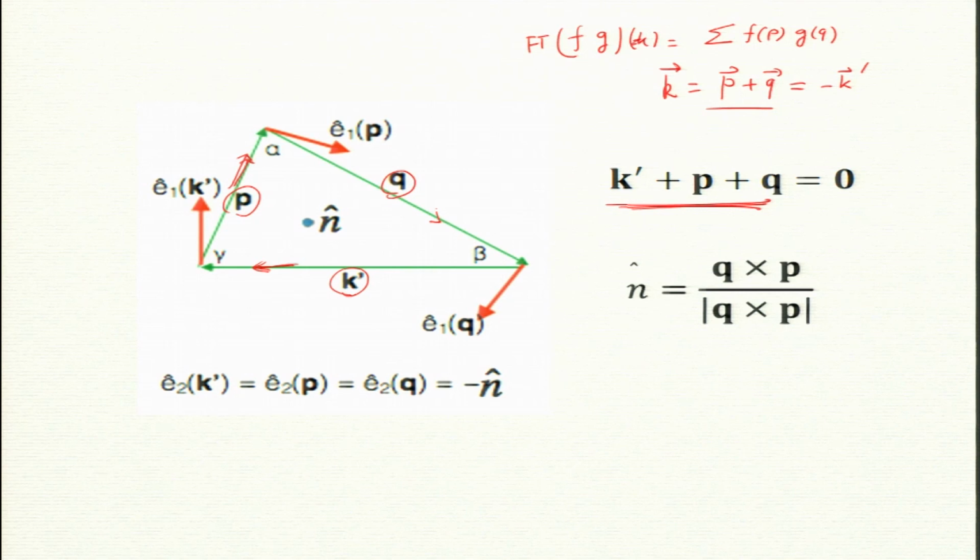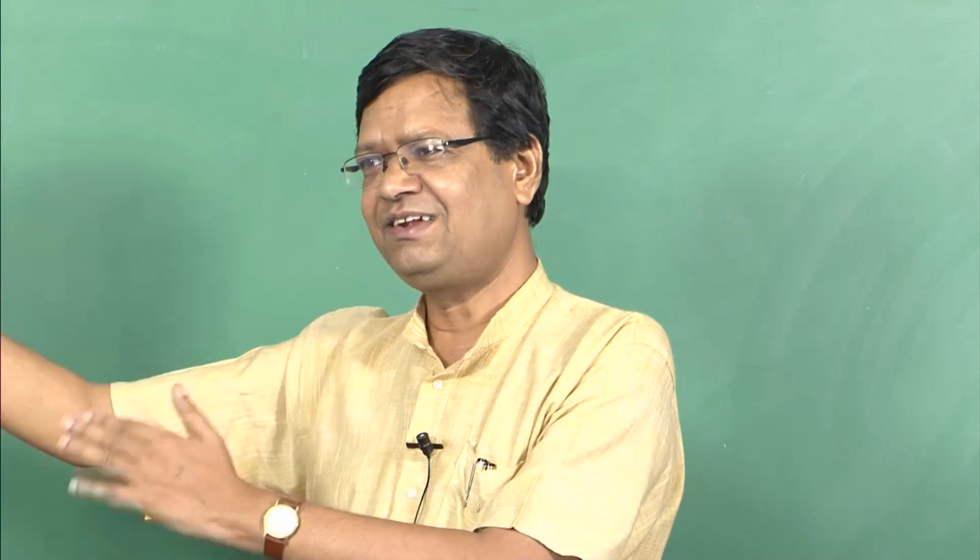So, k prime is minus p minus q, p is minus k prime minus q, and q is minus k prime minus p. Nobody is boss, they are all equal. And please remember, they must add up to 0, vector addition. That means each component must add up to 0. Now, k, p, q could be 3D vectors, but whatever 3D vectors they may be, they will form a plane because of this condition. Any 2 vectors form a plane, but the third one is minus first minus second, so they will be in the same plane.